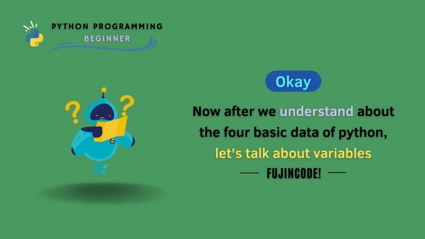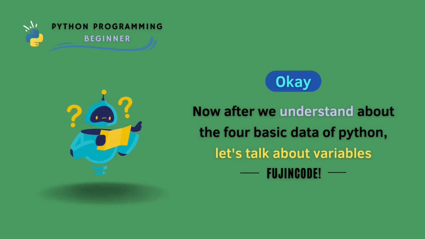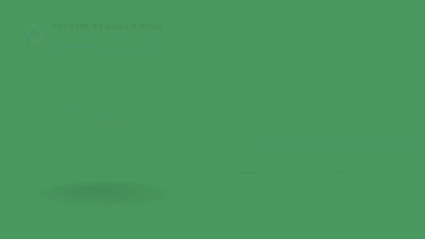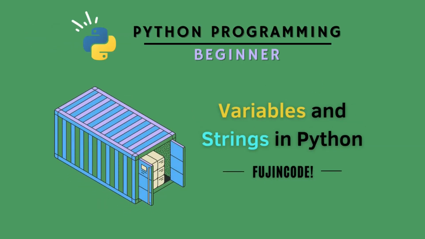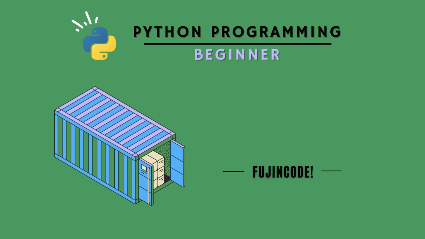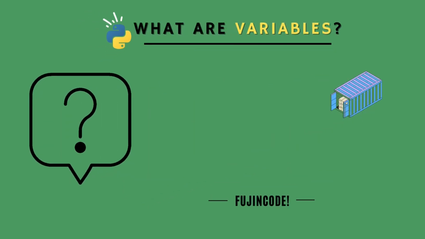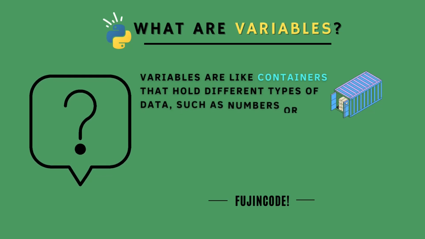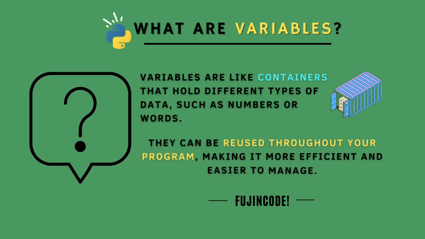Okay, now after we understand the 4 basic data types of Python, let's talk about variables in Python. Variables and strings in Python. What are variables? Variables are like containers that hold different types of data, such as numbers or words. They can be reused throughout your program, making it more efficient and easier to manage.